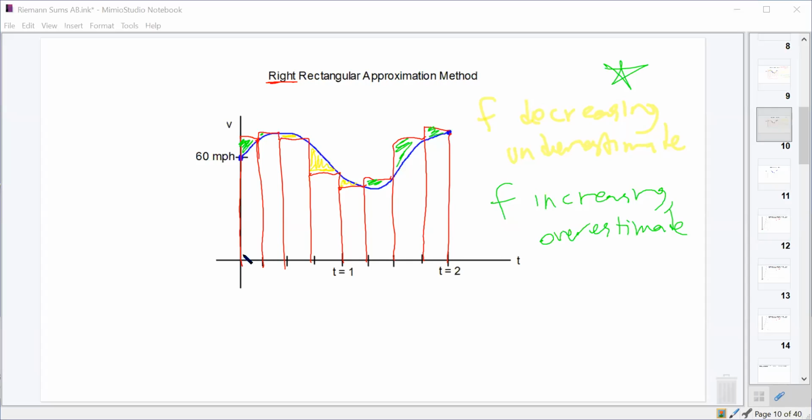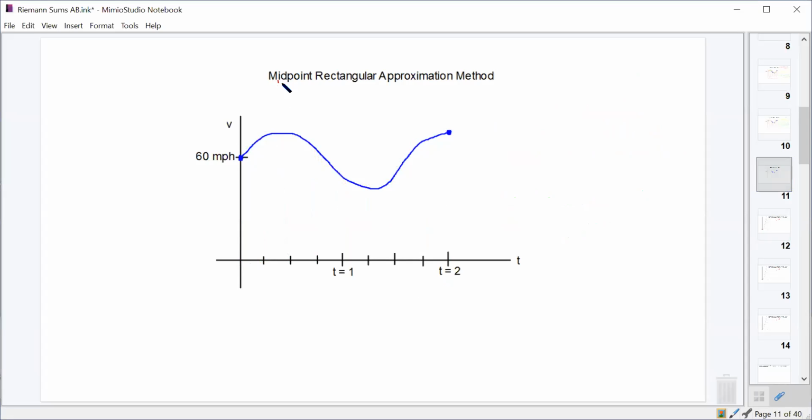All right, our last method that we're going to use today also uses rectangles. Now let's think, we've done the left endpoints, we've done the right endpoints. What do you think we could use if we're still going to do rectangles that might make it even a little bit more accurate? The midpoint. Good. This is called the midpoint rectangular approximation method. So find the midpoint of each subinterval, find the value of the function there, and draw a rectangle using that.